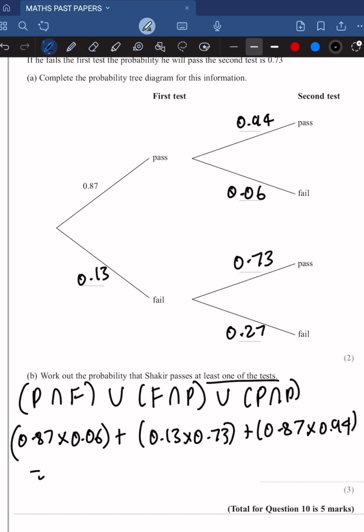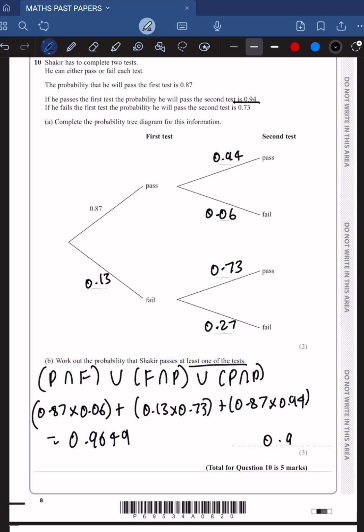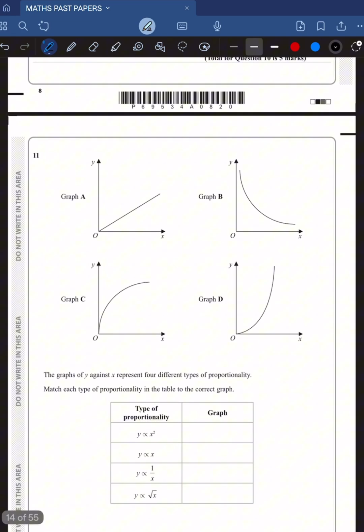But that's all in the calculator. 0.87 times 0.06 plus 0.13 times 0.73 plus 0.87 times 0.94, and I got 0.9649. We're moving at a pace here.